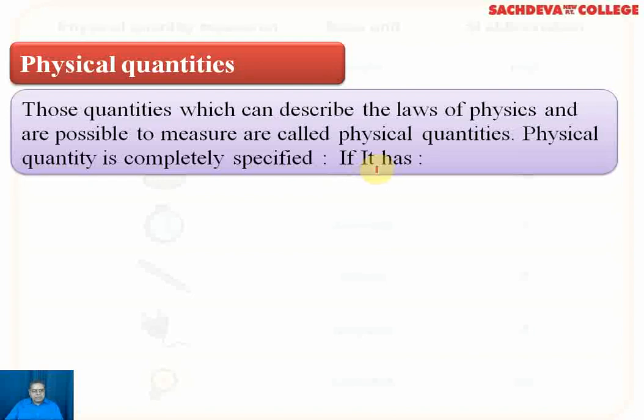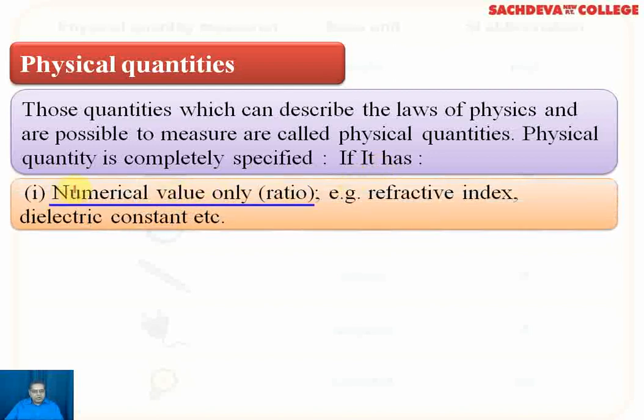A physical quantity must have certain characterizations. So we will say that if it has a numerical value only, that is a ratio, for example, refractive index and dielectric constant. For refractive index, we normally use the formula mu equals sine i over sine r. So sine i and sine r are angles, they are expressed in radians. So in the ratio, these units will cancel off, and we will find that there is a numerical value only, as a ratio.